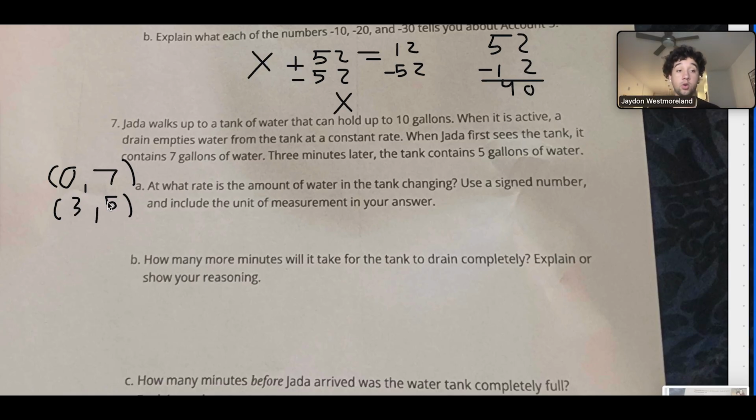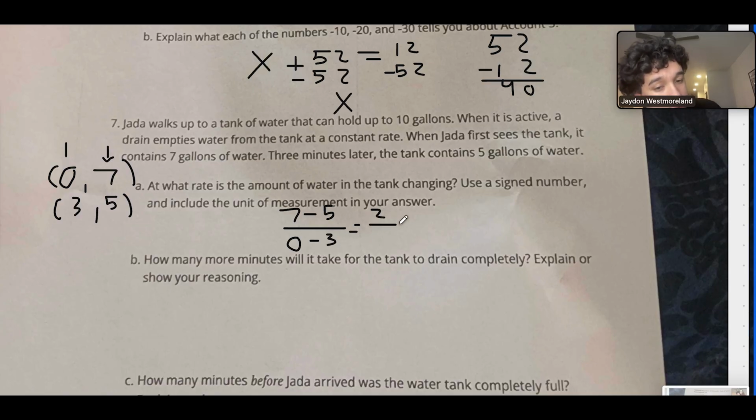Okay, so rate of change between 2 points. The distance in my y values over the distance in our x values. Where our y values are here. So what I'm going to do is 7 minus 5 over, and I started with this point on the top, so I have to start with this point on the bottom. So 0 minus 3. Okay, 7 minus 5 is 2. 0 minus 3 is negative 3, so this is negative 2/3.